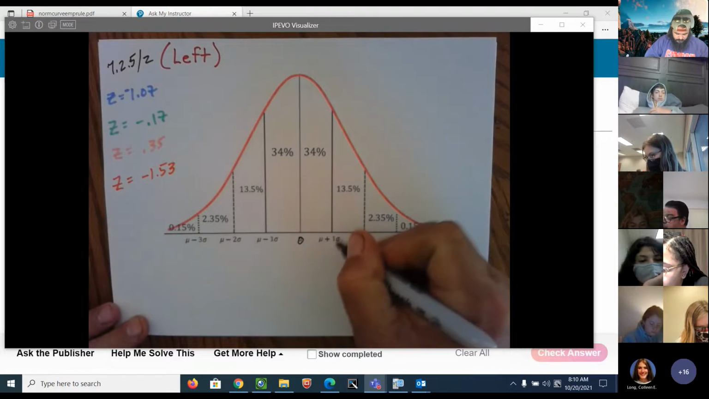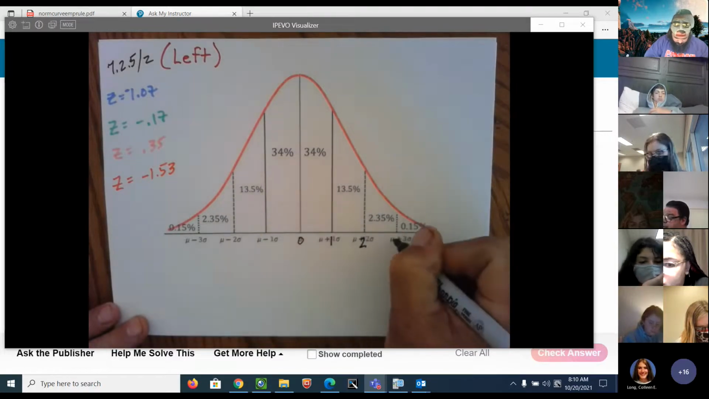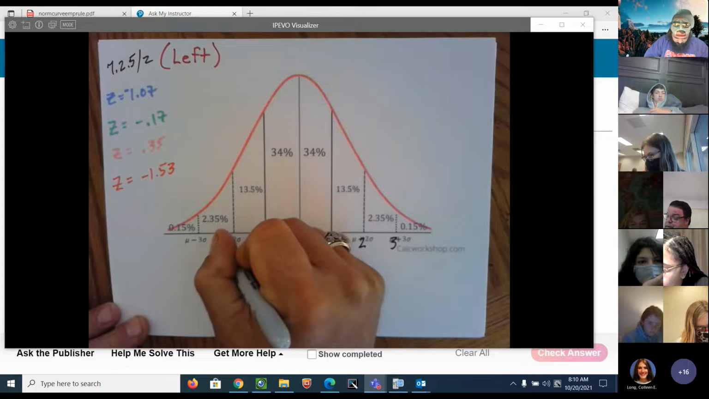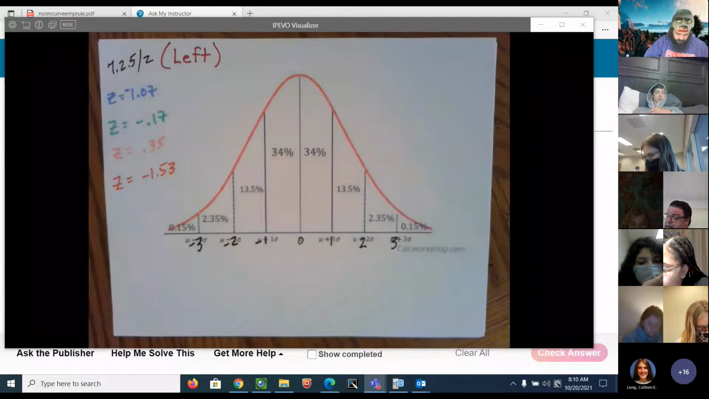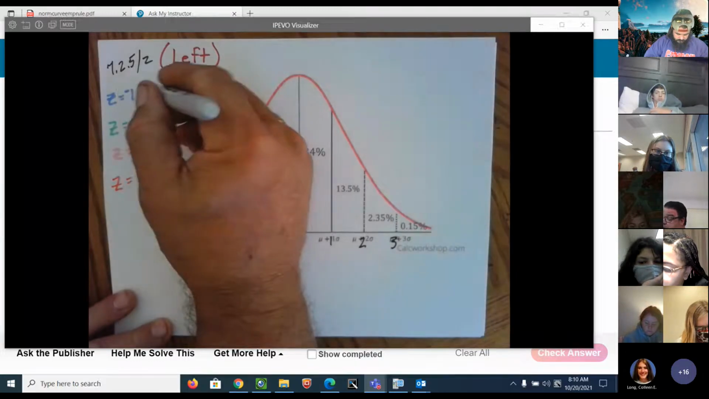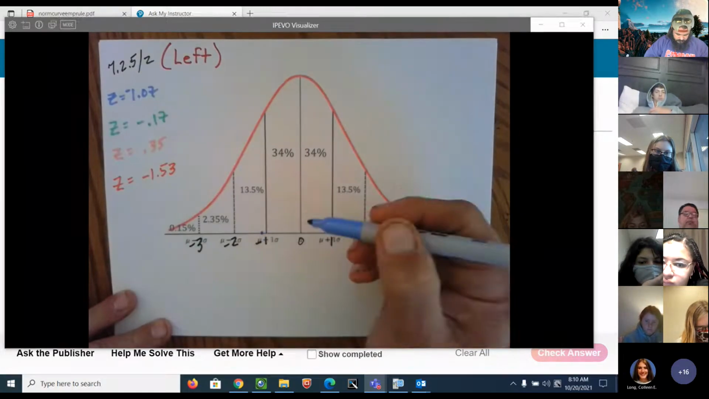Zero, one, two, three, -1, -2, -3. All right, now what do we need to do? We need to plot -1.07. So 1.07, -1.07 would be right about there.